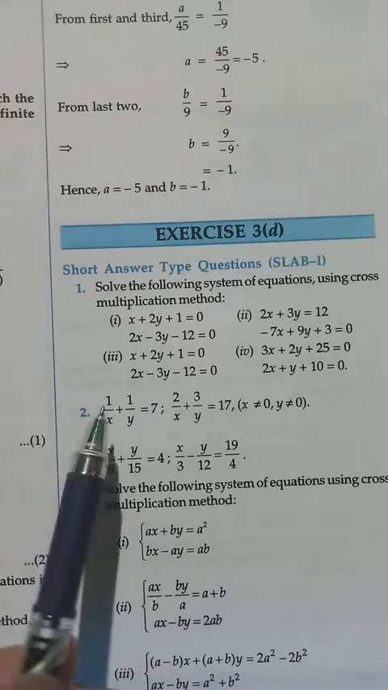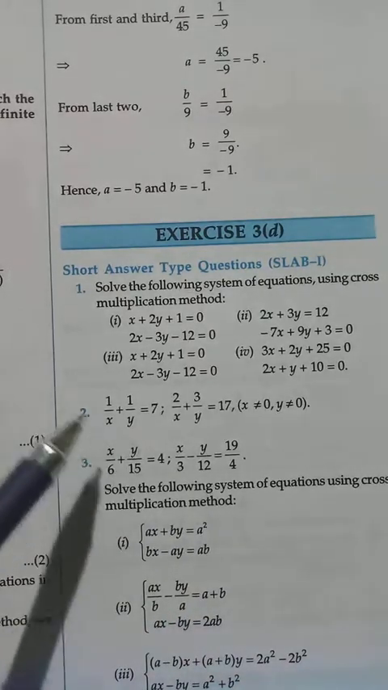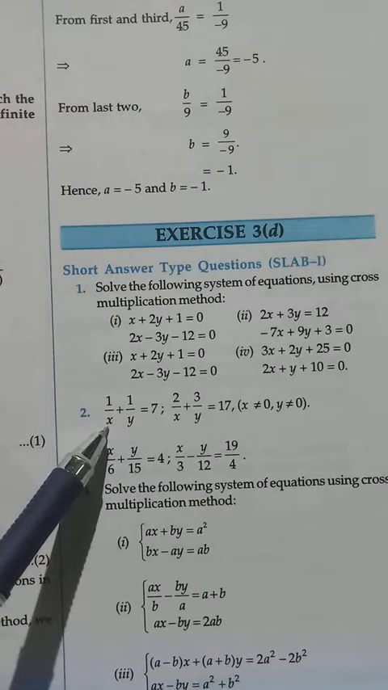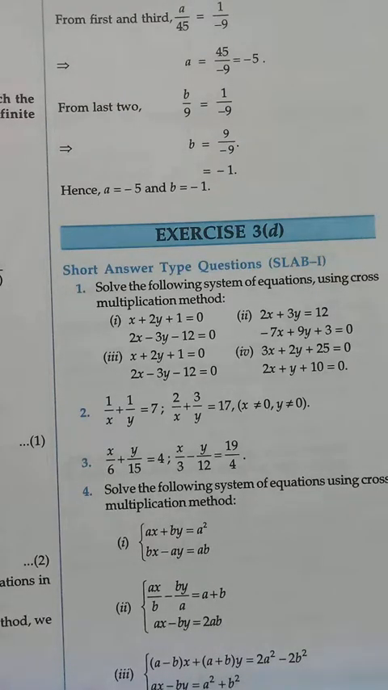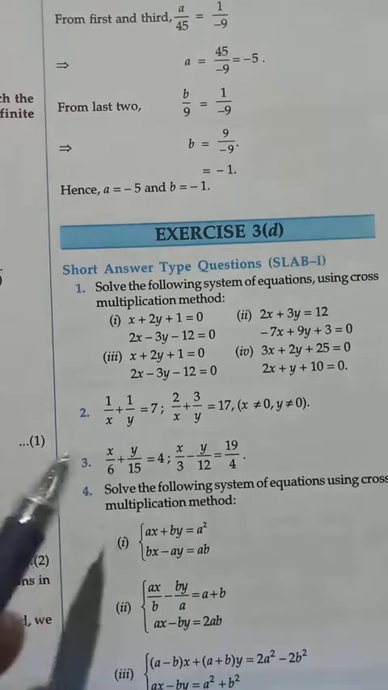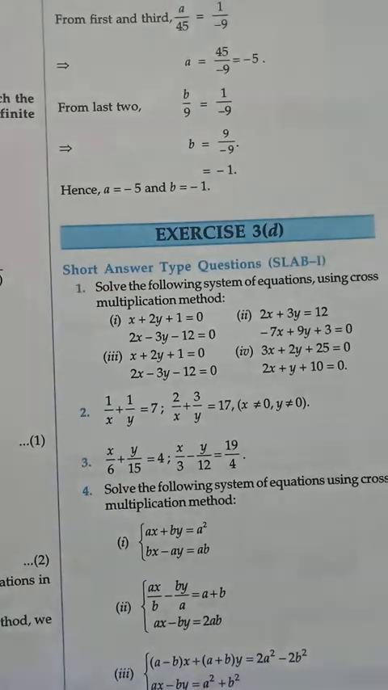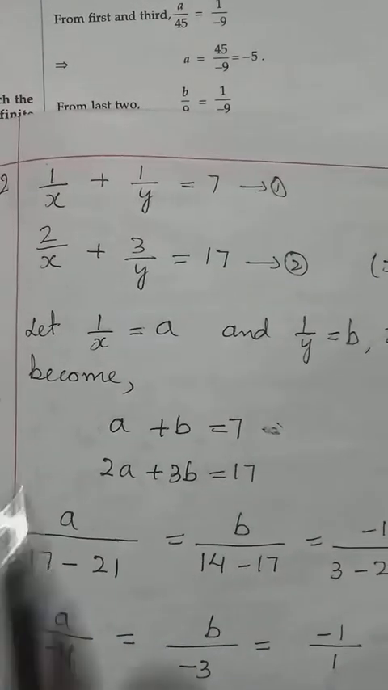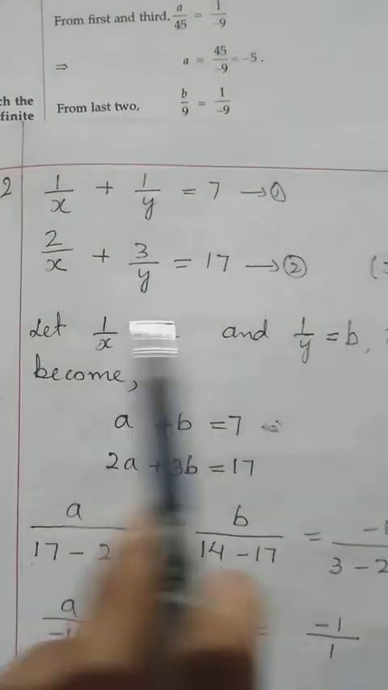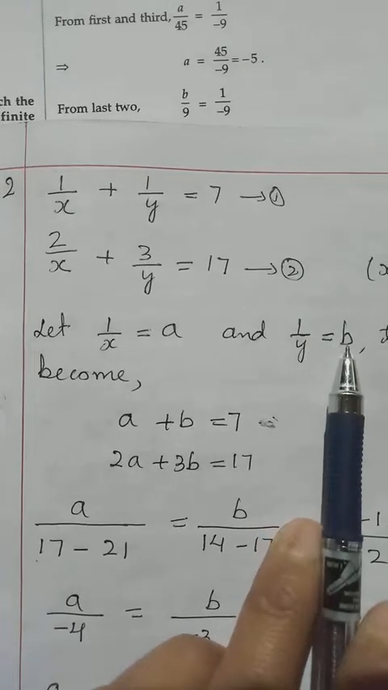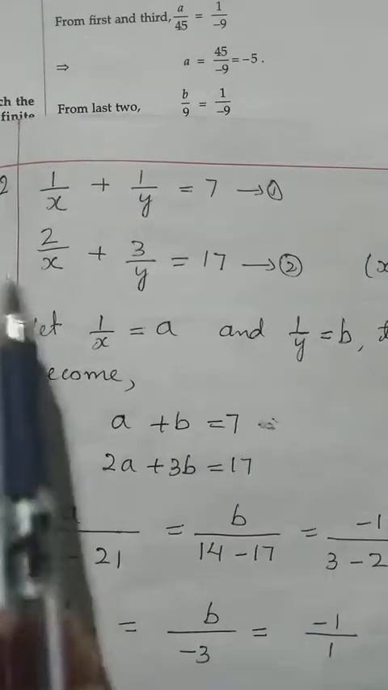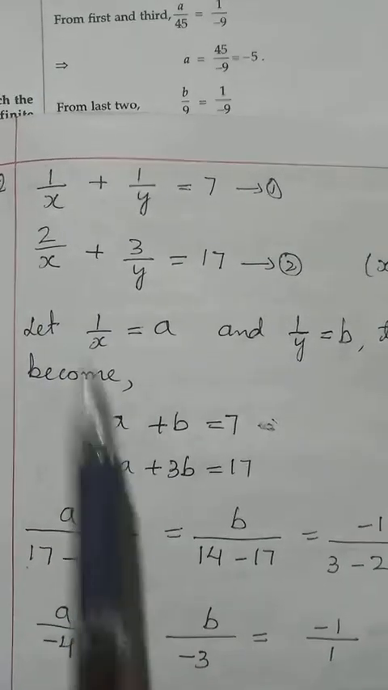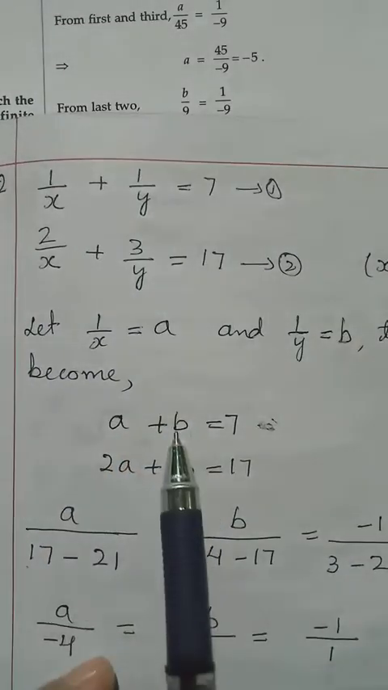Here we have it in the form of fractions. So let us arrange it to become linear. We can take 1 by x equal to another alphabet, 1 by y another alphabet, so that we can arrange them properly. So let 1 by x equal a and 1 by y equal b. So we replace here. Instead of 1 by x, we write a. Instead of 1 by y, we write b.